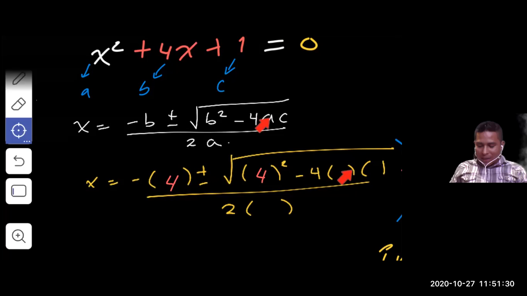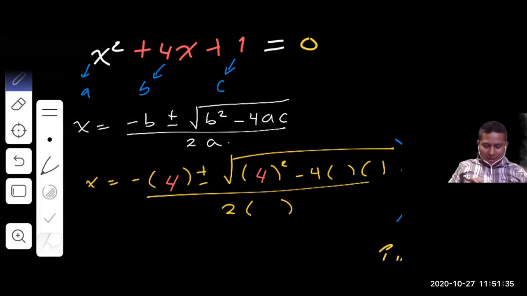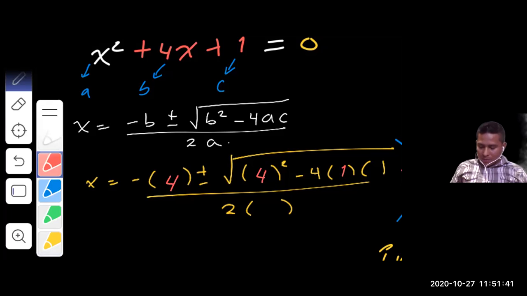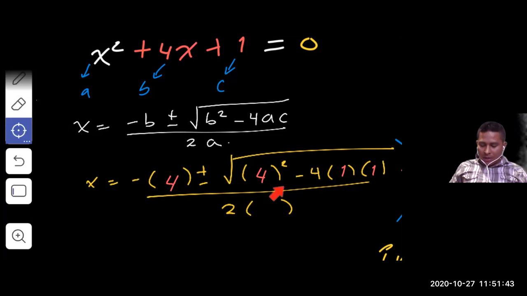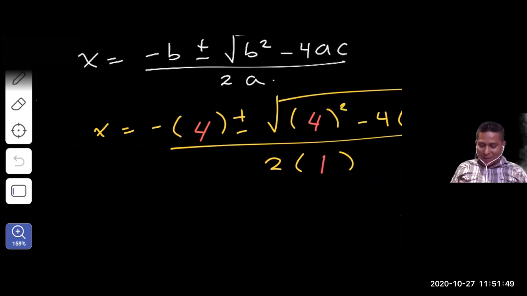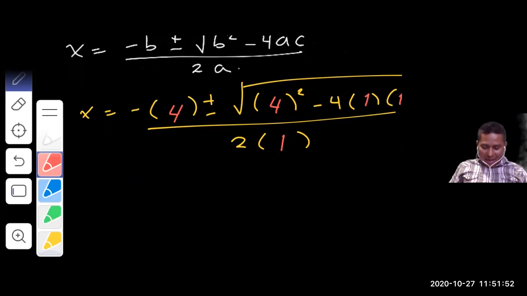This A. Okay, what is the value for A? What is this coefficient, guys? 1. Coefficient is 1. Thank you. And what about C, the constant term? 1. And what about the denominator? 2A. Again, A is 1. Thank you, guys. Thank you for helping me. Now it's time to continue.